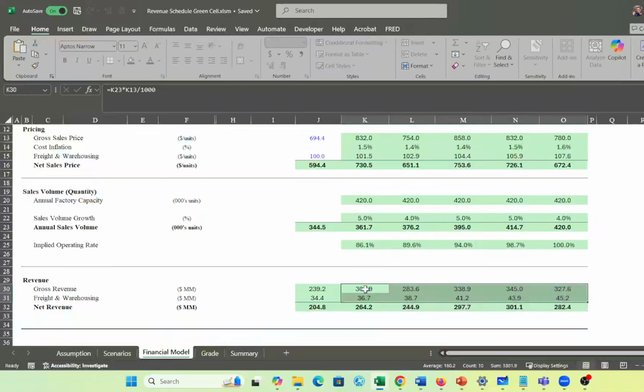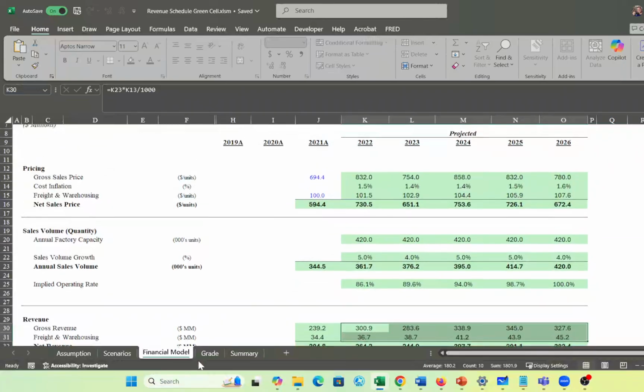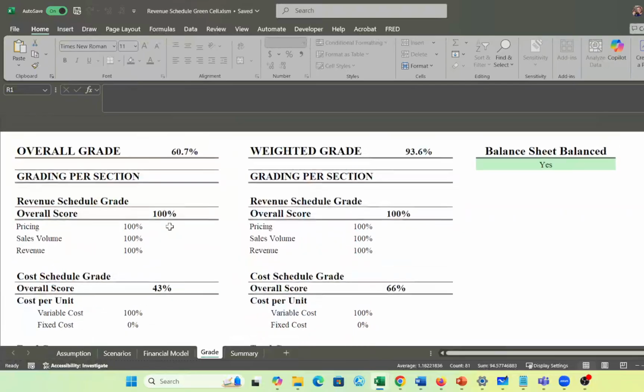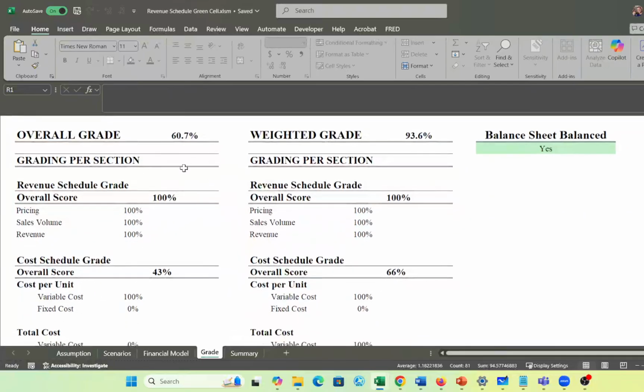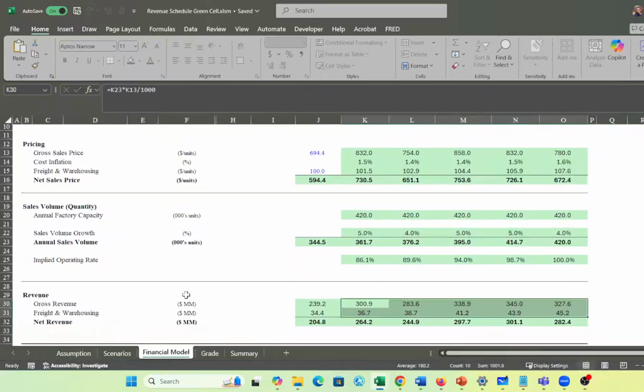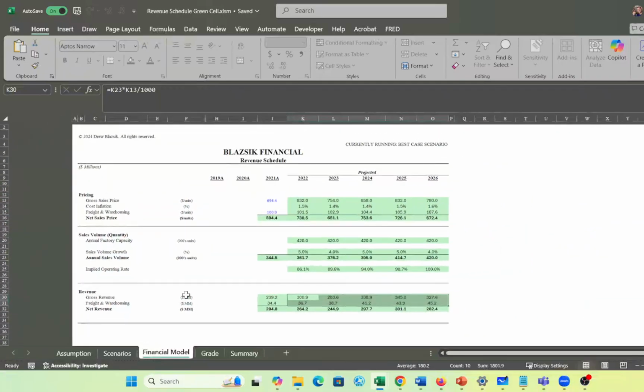I'm going to go over, hit Control R, and then if we go to our grade, we have 100% completed on the revenue grade. Now, as you can see, I got some other things I got to plug in, because right now, if I don't plug that in, that's going to affect our income statement. But right now, technically, we got 93.6% complete. All right, so we completed the revenue schedule.